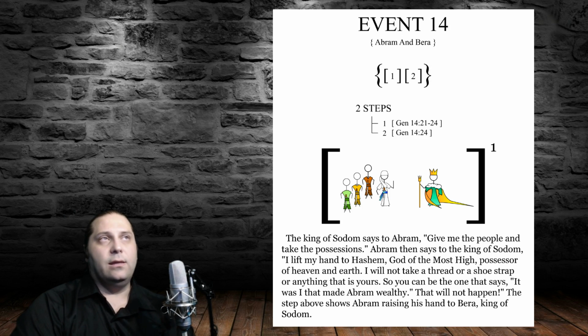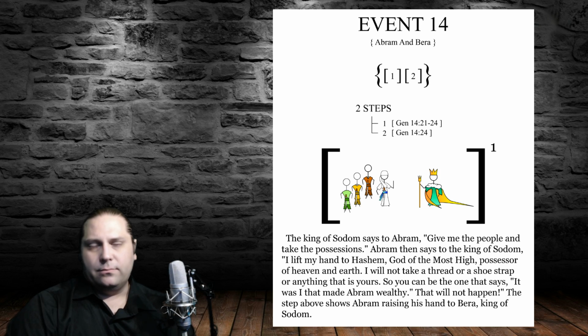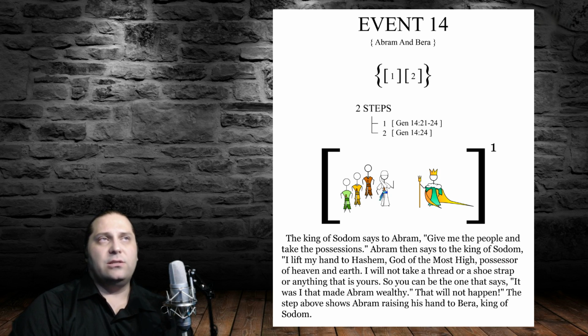Event 14, Abram and Bera. We can see this event is comprised of 2 steps. Step 1 is found in Genesis 14, verses 21 through 24, and step 2 is found in Genesis 14, verse 24.